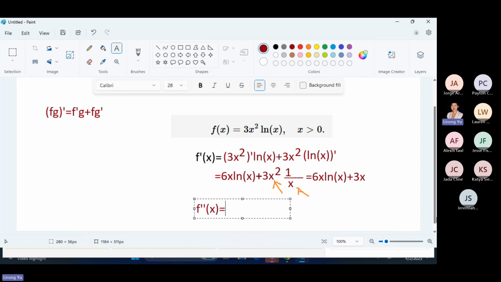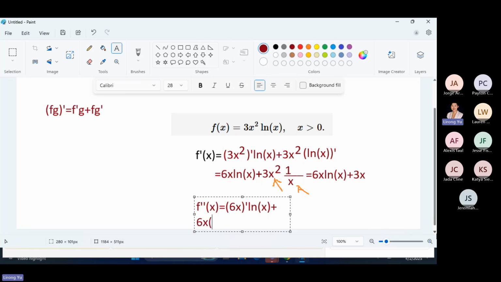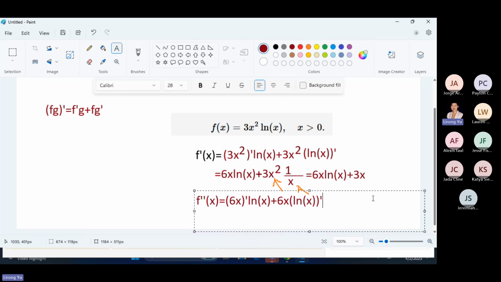So we'll do the same. We take the 6x, which is the first function, and find the derivative, times natural log of x. Or you keep the 6x and find the derivative of the natural log. It's almost the same process as before, except the first function was 3x squared times natural log. Now we have 6x and natural log. It's multiplication, so nevertheless we apply the product rule.